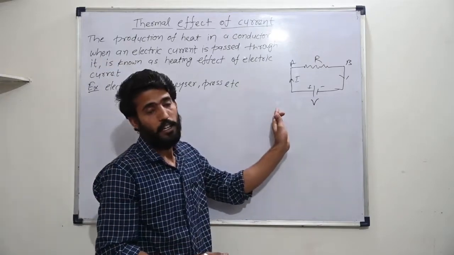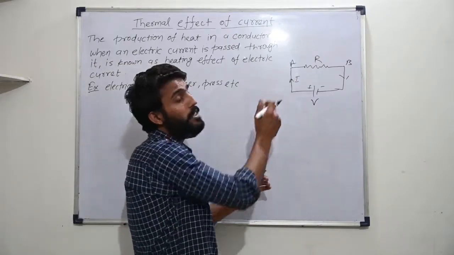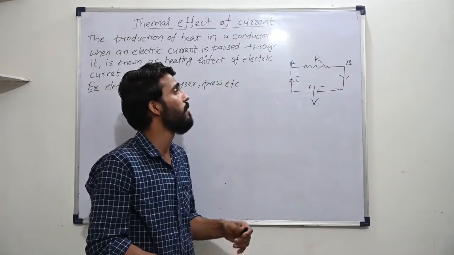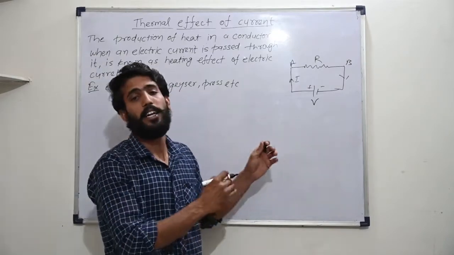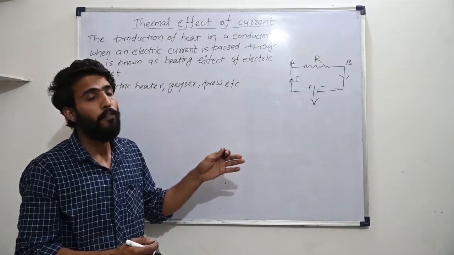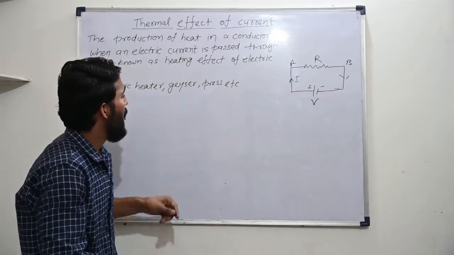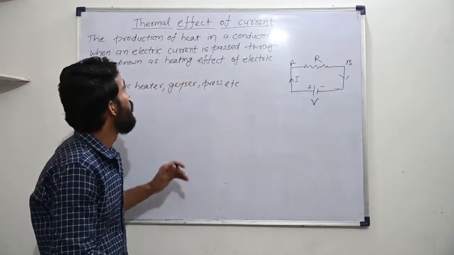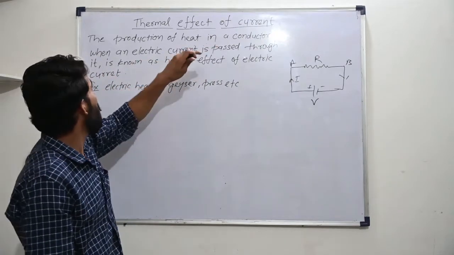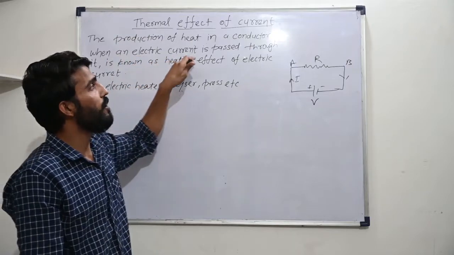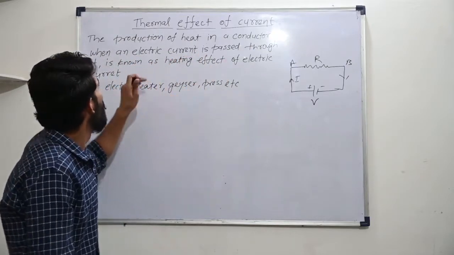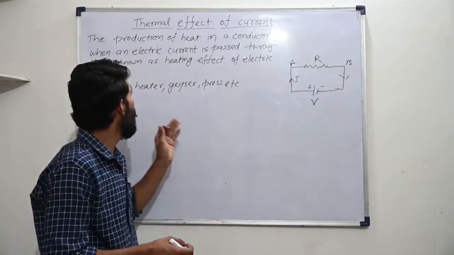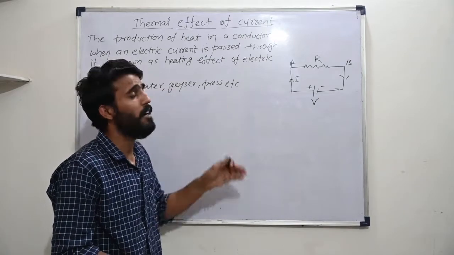The electrical energy in the conductor is dissipated to overcome this hindrance, which is called resistance, and the work done against the resistance appears in the form of heat. So when current passes through it, the conductor becomes heated. The production of heat in a conductor when an electric current passes through it is known as the heating effect of electric current. This effect is used in electric heaters, geysers, and electric presses.